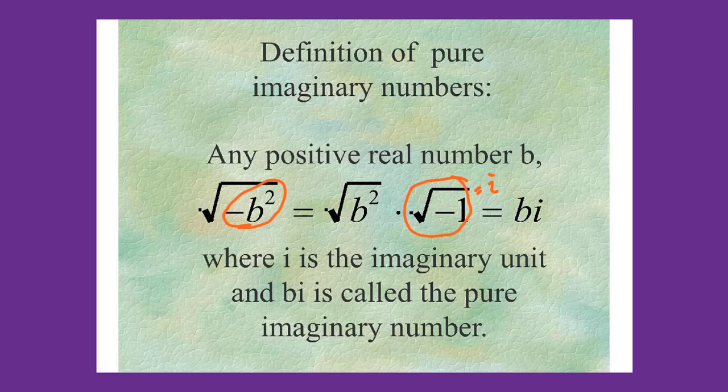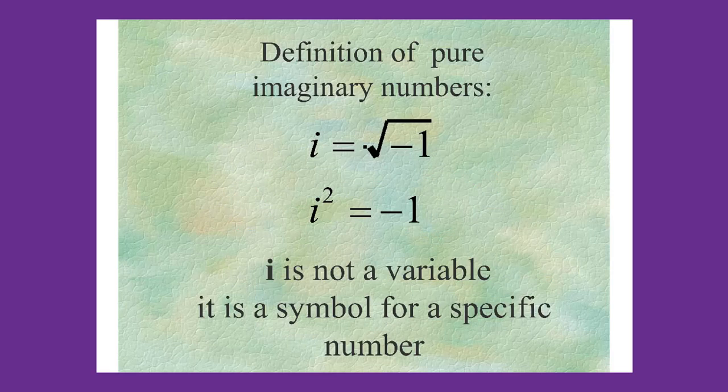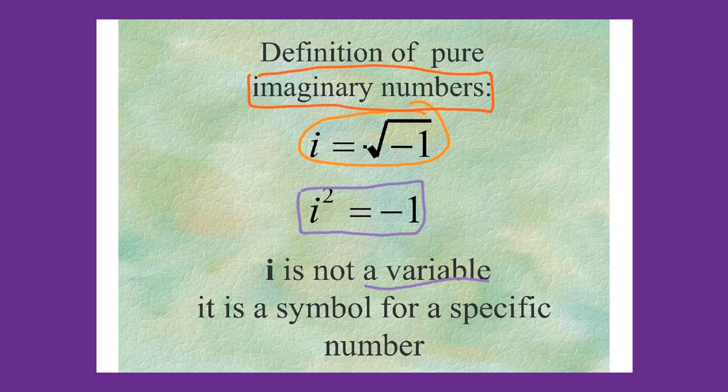This i is the imaginary unit, and bi is called a pure imaginary number. For complex numbers, remember, i equals the square root of negative 1. So if we square both sides, you will get i squared equals negative 1. i is not a variable. It's a symbol for a specific number, the imaginary unit.